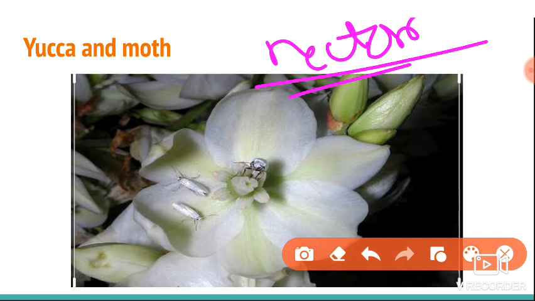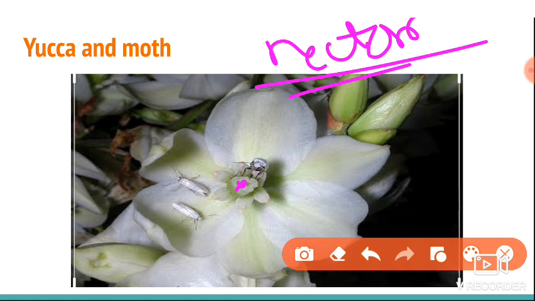They collect the nectar from the particular flower, because that is very tasty. So they collect the nectar as food. During the collection of that nectar, the bird can travel from one flower to another flower. The butterflies can travel from one flower to another, and honeybees also can travel from one flower to another. At that time, the pollen grains are also transferred. Like that, pollination can occur.